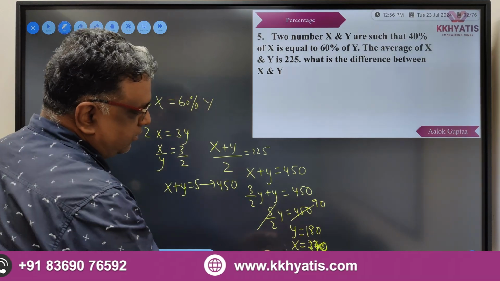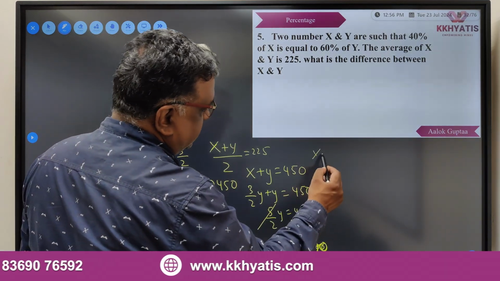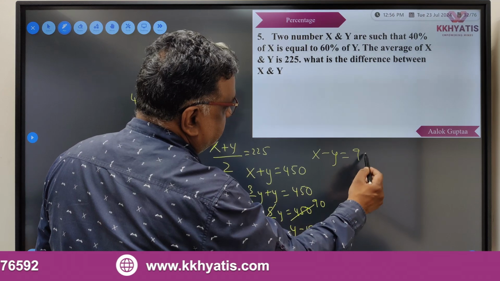Correct? Now I want to know the difference between these two numbers. x minus y is 270 minus 180.